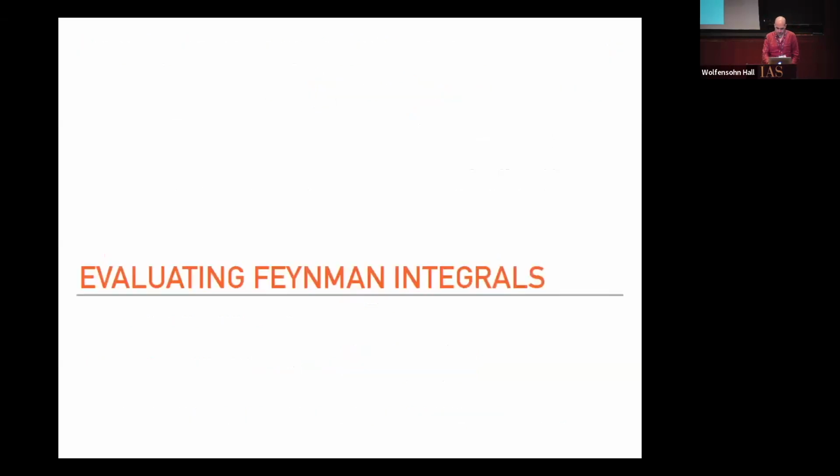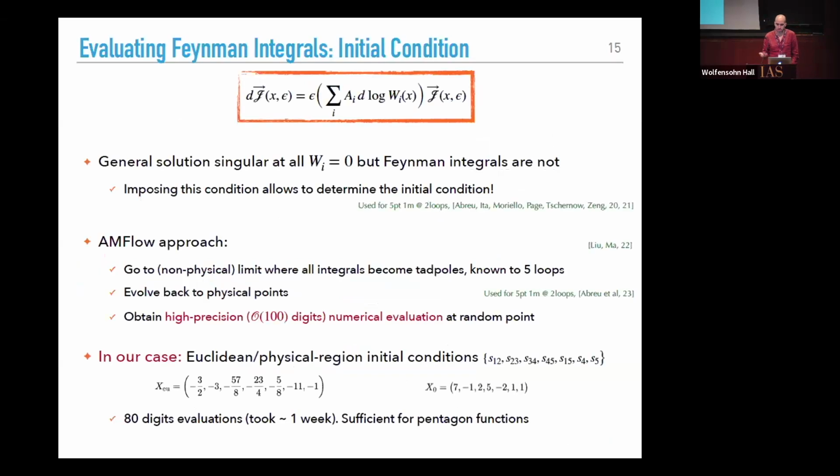Okay, so now let me say a few words about how we evaluate Feynman integrals. The first thing you need to do is to find a boundary condition. There's a very elegant way to do it, which is to realize that the information about the boundary condition is already in the differential equation. So a general solution to this differential equation will be singular when any of these guys vanish. But we know that Feynman integrals don't have all those singularities. So by imposing that, you can actually constrain your initial condition. This has been done by many people, but I want to highlight that it can be done also for these complicated multi-scale calculations.